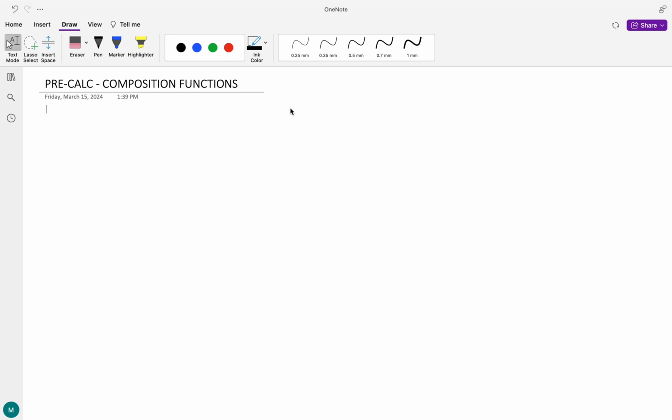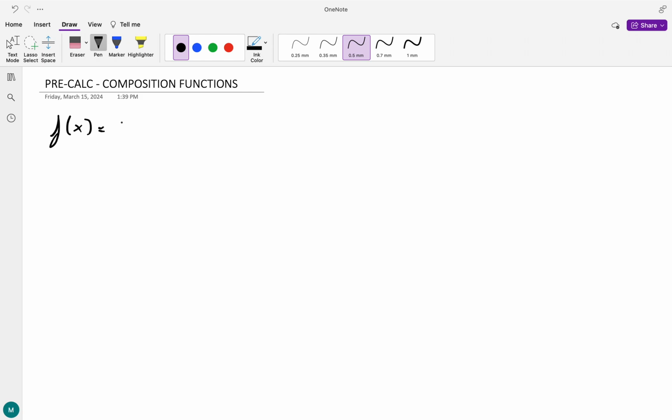In this video, we're going to go over composition functions. They might sound a little bit confusing, especially if you've never seen them before, but they are basically functions of a different function. Sounds intimidating, but it's very, very simple. All of you have seen different types of functions.